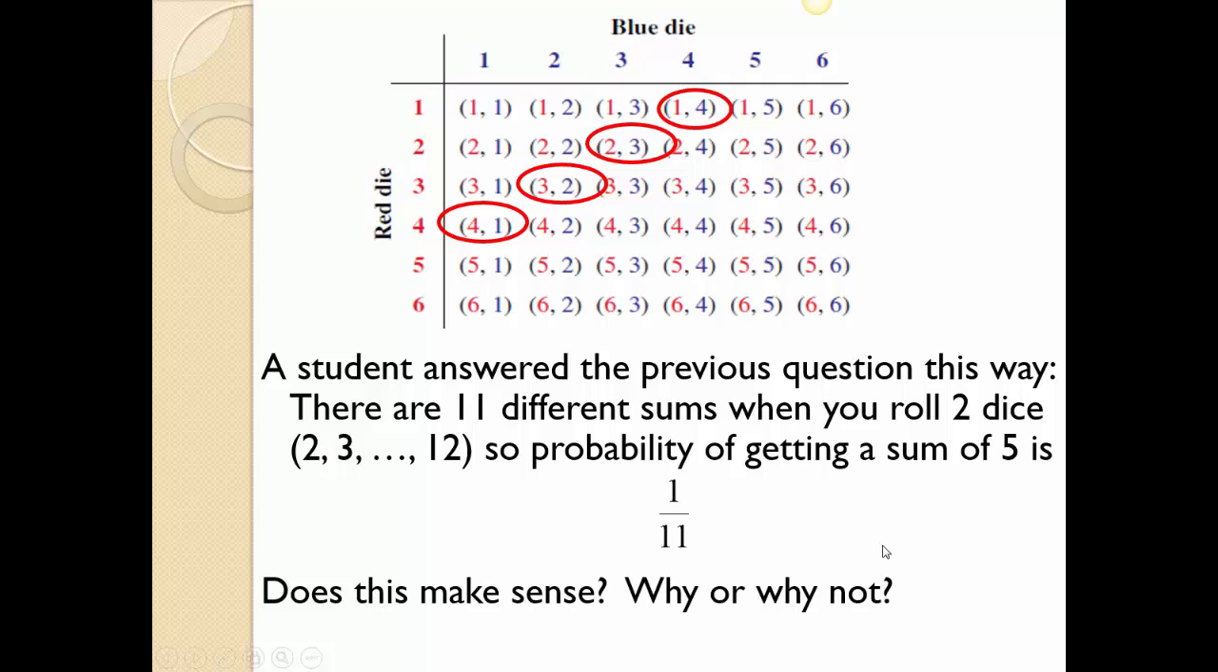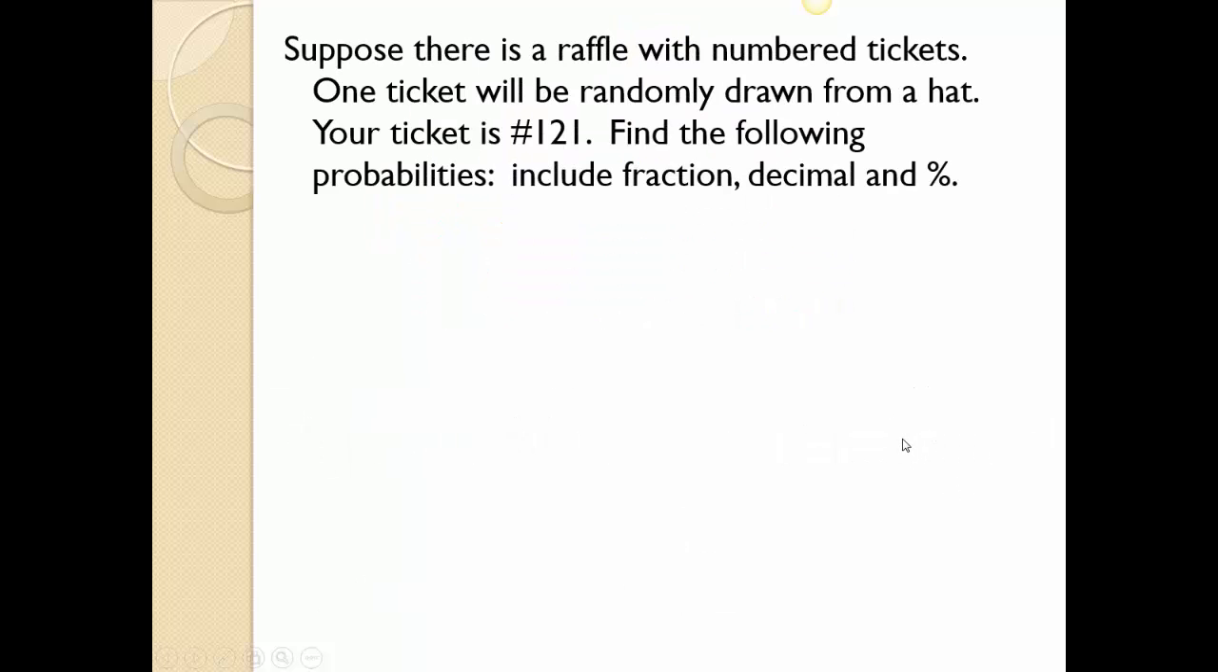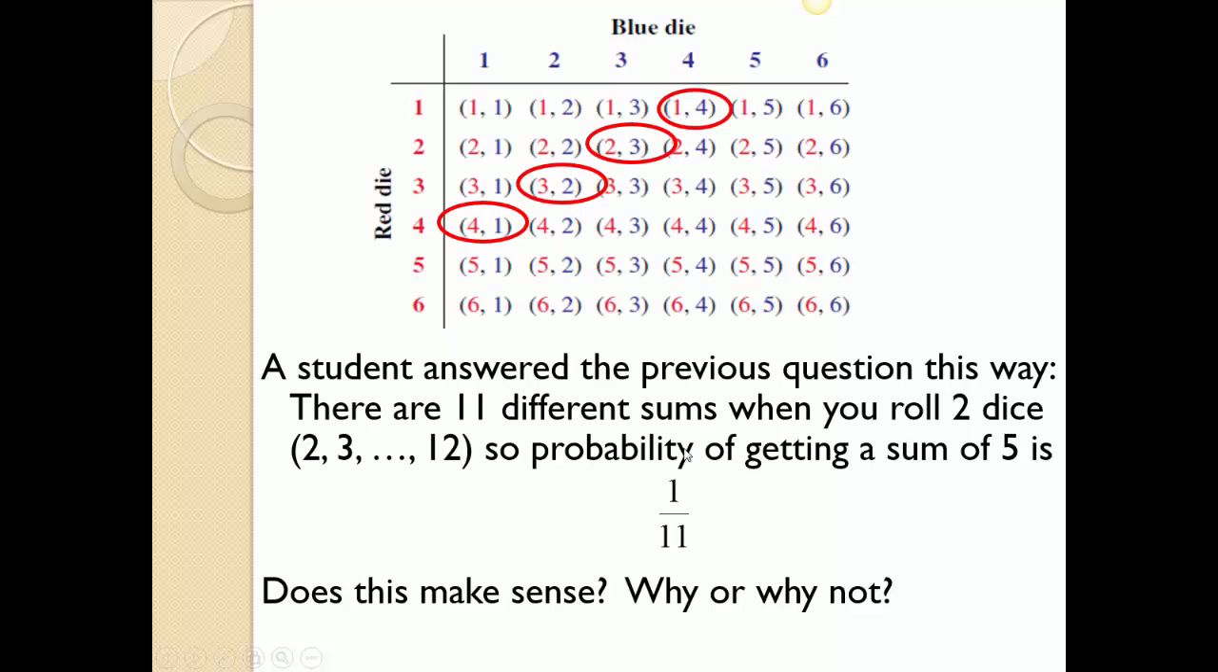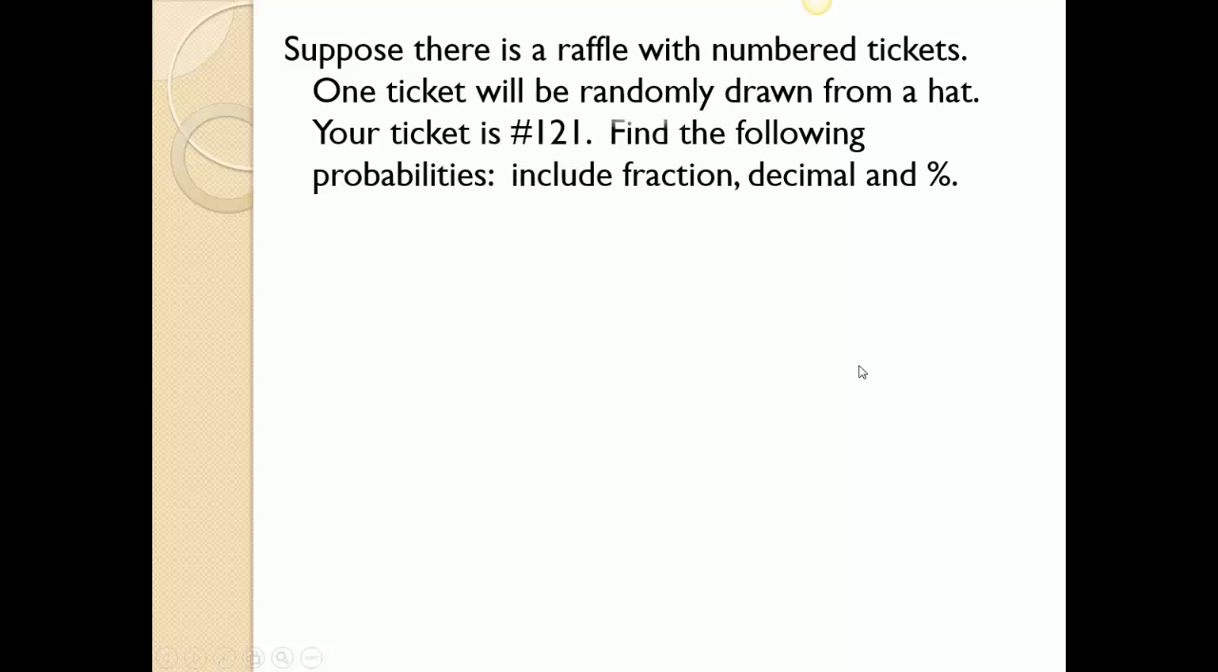Does this make sense? Why or why not? Okay, this doesn't make sense because there's more than one way to get a sum of 5, and there's more than one way to get a sum of 6. And remember, the probability is the number of outcomes that fit the criteria divided by the total number of outcomes in the sample space. So it has to be 4 out of 36 or 1 out of 9. I should go back for a second and mention that the different sums are not equally likely. If they were, we could say this was true, but they're not. There's only one way to get a 2 and only one way to get a 12. But there's 4 ways to get a 5, so we have to use 5 out of 36. I'm sorry, 4 out of 36.